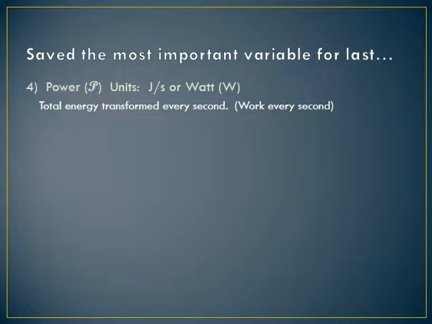So I saved the most important variable for last, and as we start using these variables in equations and solving for some values that are happening in circuits, you'll realize why this is so important. So the fourth circuit variable is power, which we've actually learned about in our last unit. Just like it was with the last unit, power is defined as the total energy transformed every second. In other words, the work every second. And just like the last unit, the units are going to be joules per second, otherwise known as the watt.